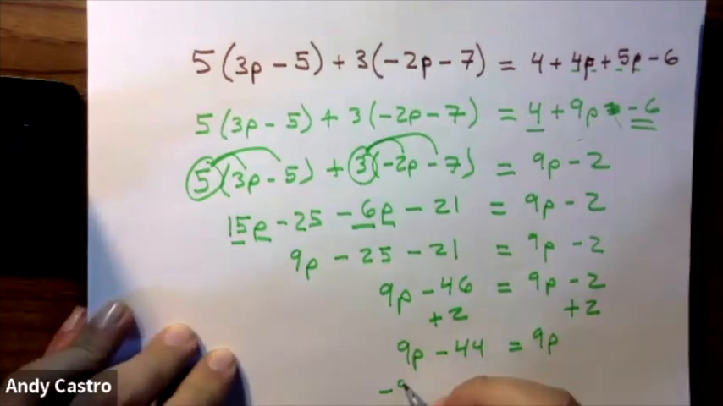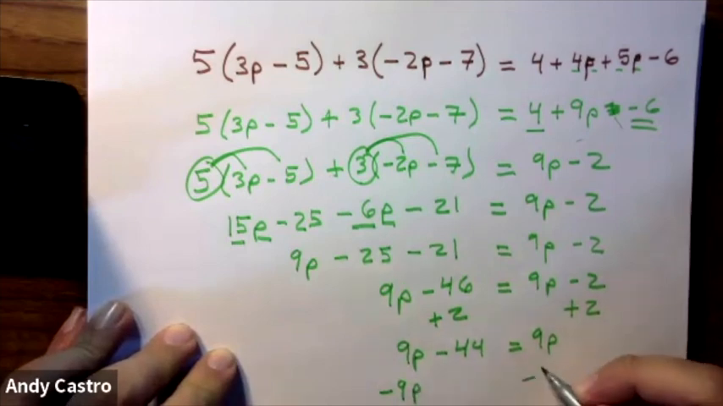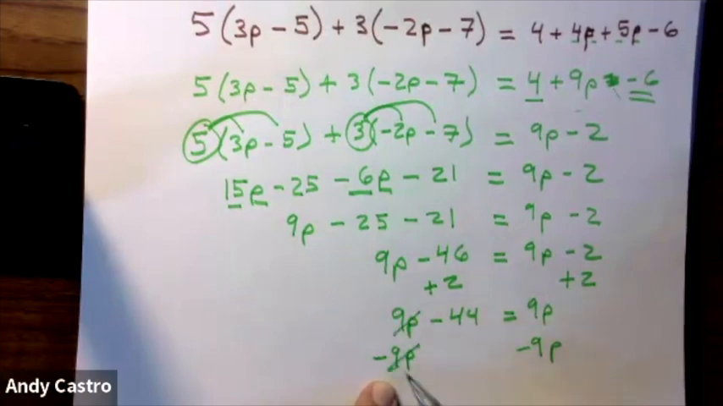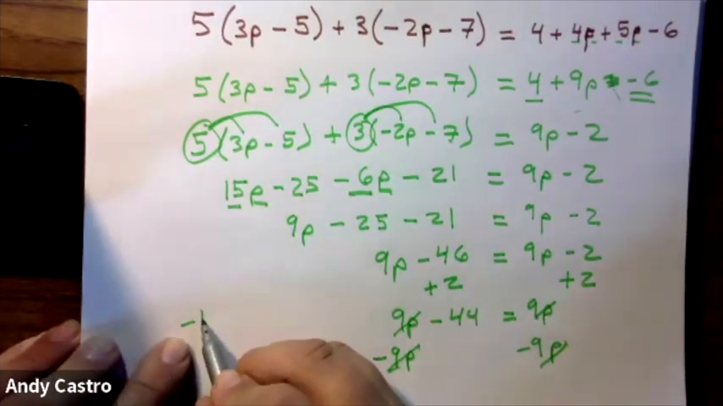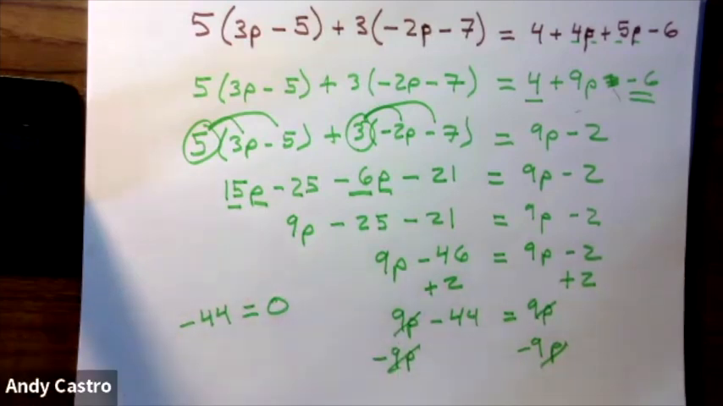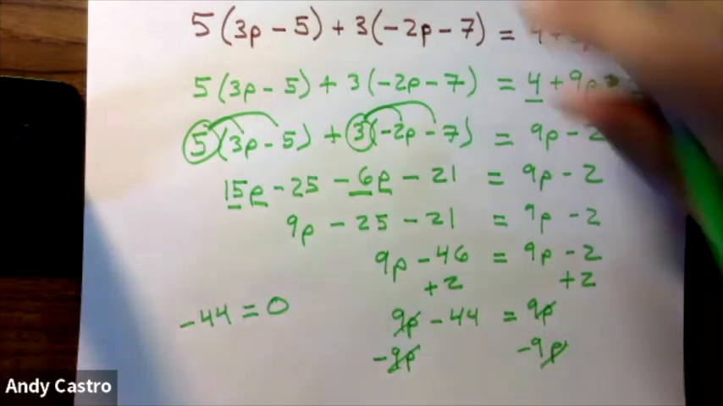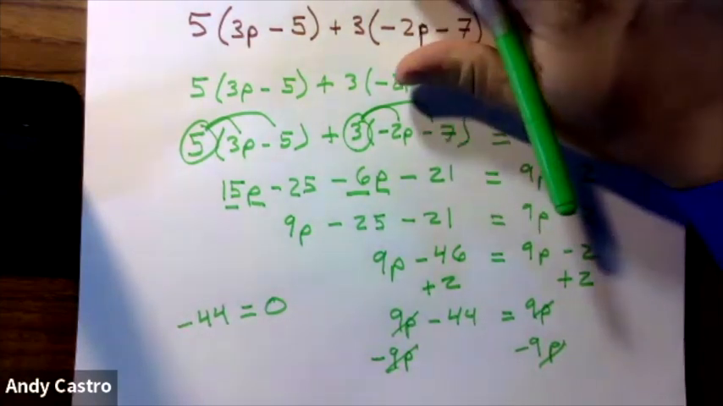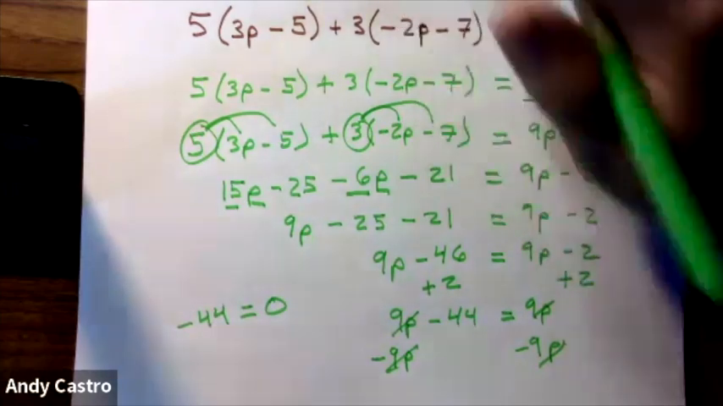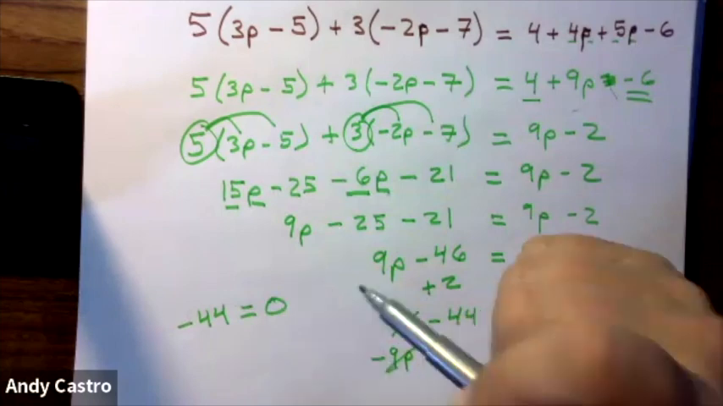Then if I subtract 9p from both sides, something very interesting happens. 9p goes away on the left and 9p goes away on the right. And what I'm left with is negative 44 is equal to 0. Does anybody see a problem with that? And everyone should, because negative 44 is not equal to 0.